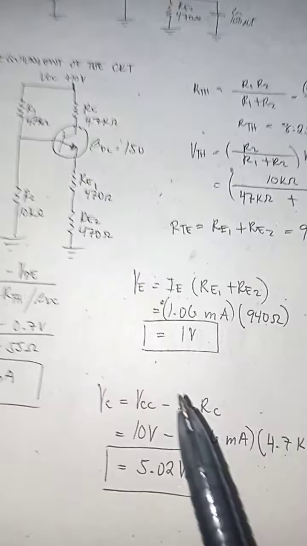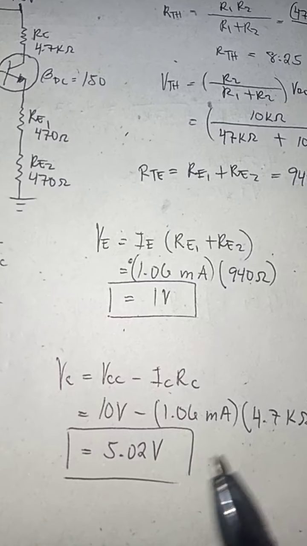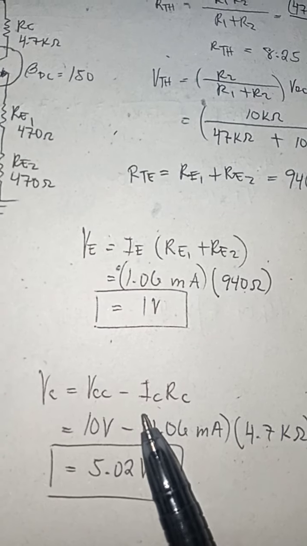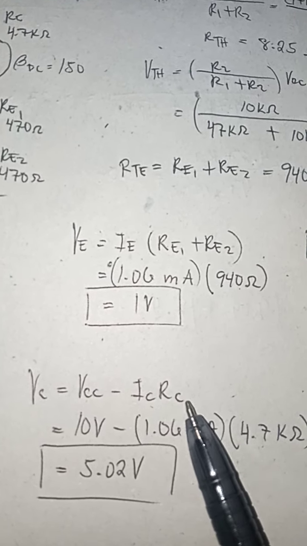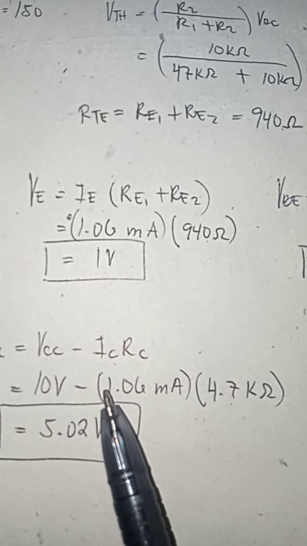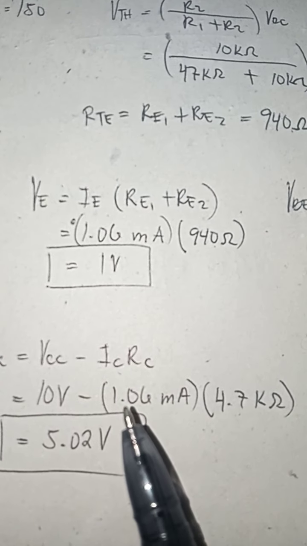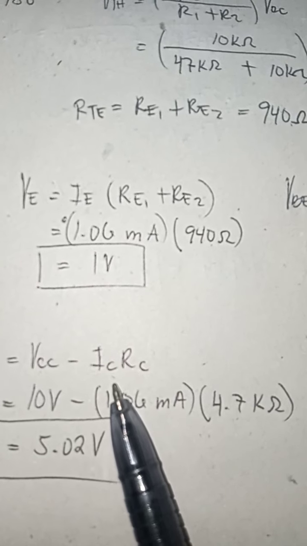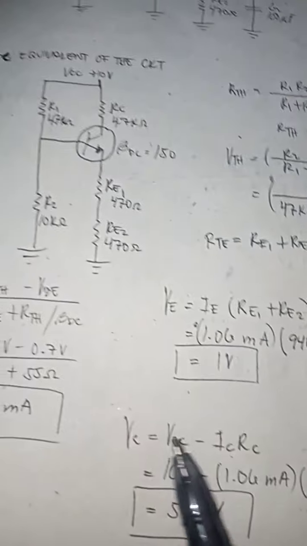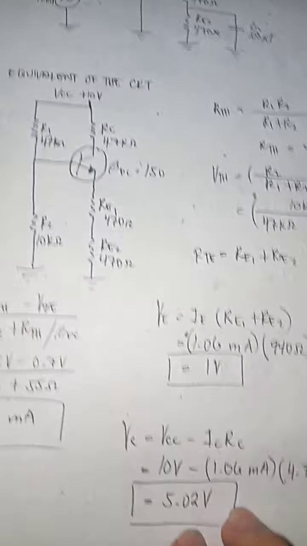Now, to find the VC or the collector voltage, the formula is VCC minus collector current times the collector resistance, which is 4.7 kilo ohms. The collector current is equal to 1.06 milliamps, and the VCC or the power supply is 10 volts, which gives 5.02 volts.